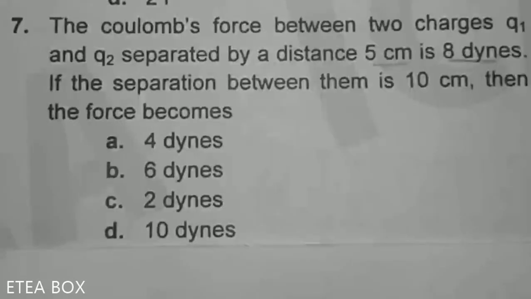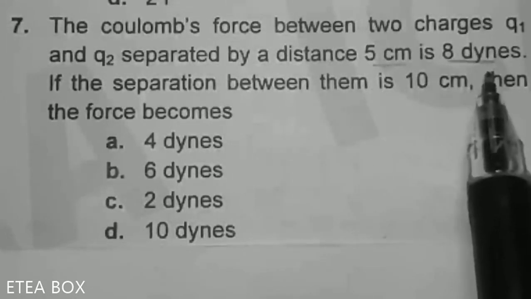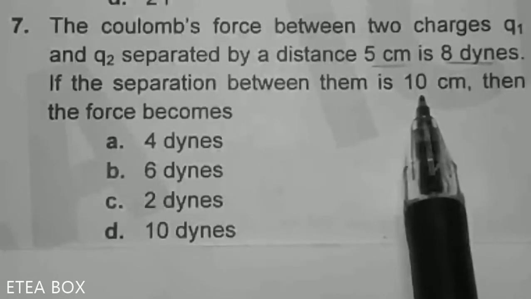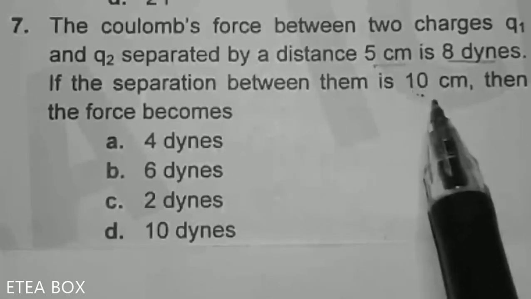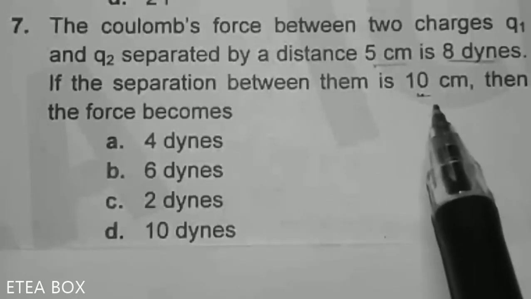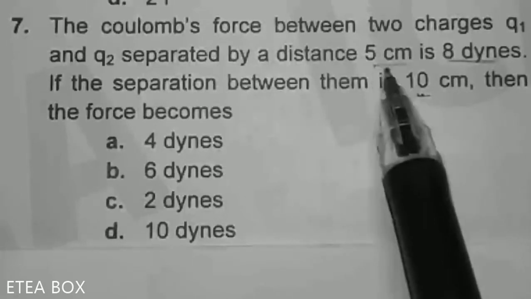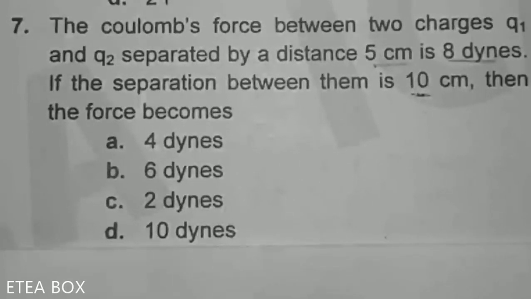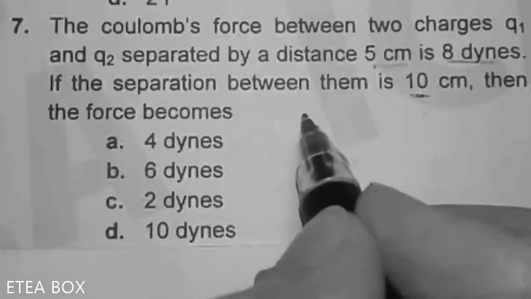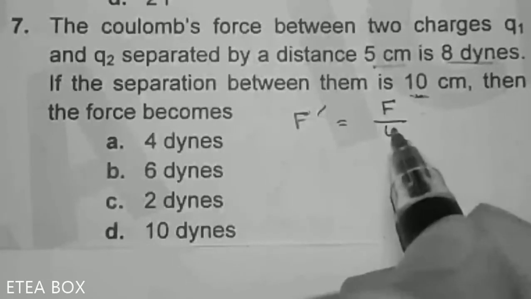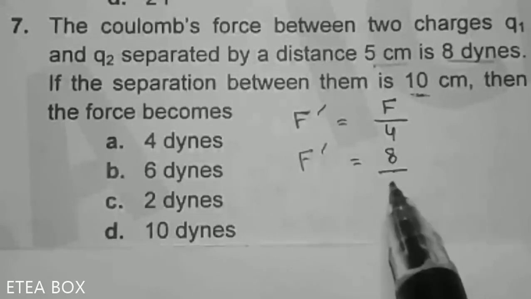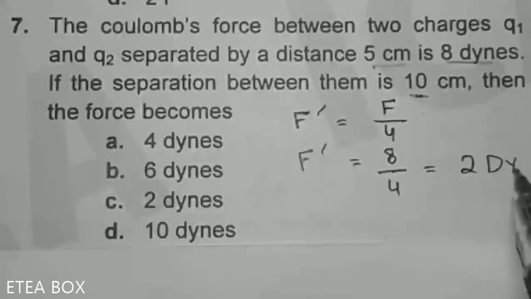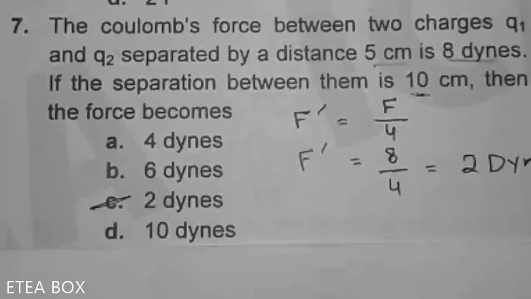Okay, next. The Coulomb force between two charges Q1 and Q2 separated by a distance of 5 cm is 8 dynes. If the separation between them is 10 cm, then the force becomes? Now look here, the separation is doubled: it's 5 and this one is 10. From the last MCQ we found that if the separation becomes double, then the new force will be 1/4 of the original force. If I put 8 dynes divided by 4, then it will be 2 dynes. The answer will be 2 dynes. Here option C is correct.